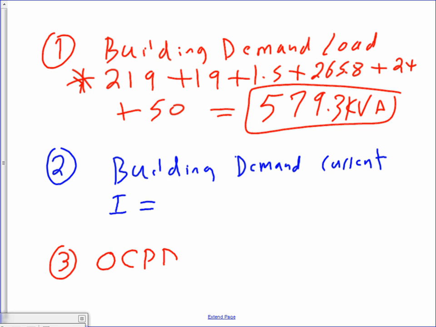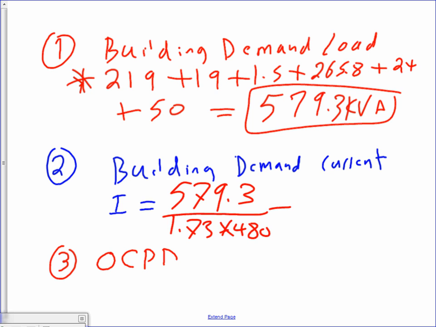After that, it's a piece of cake, guys. That's your demand kVA. Demand current for the building: you take this number that you just came up with, divided by 1.73 times 480, because that's the voltage system that you're feeding your building. You end up with 698 amps.